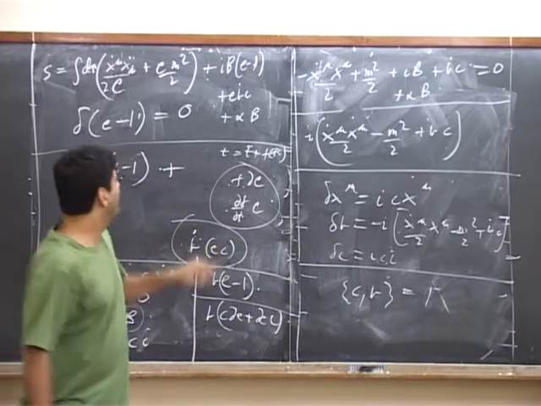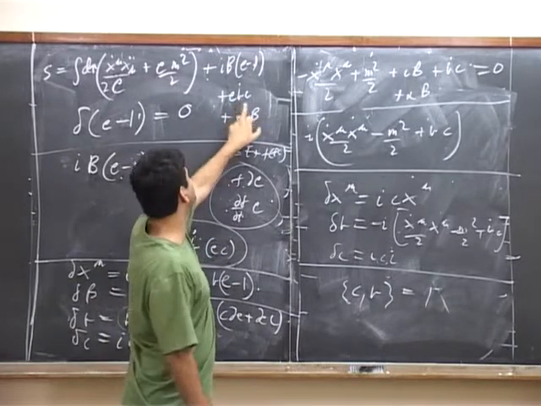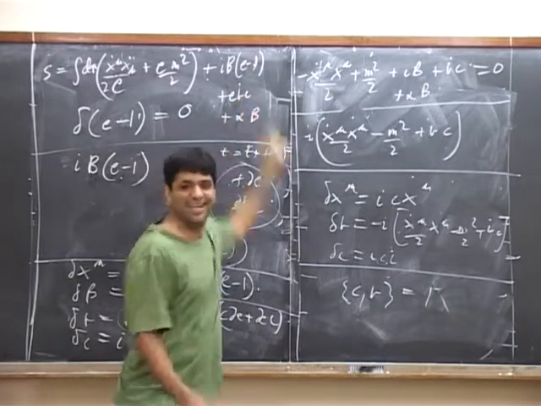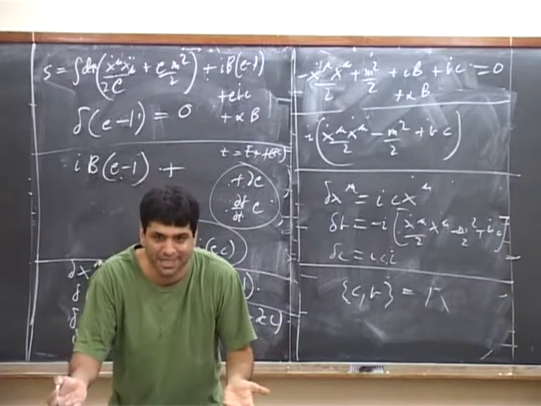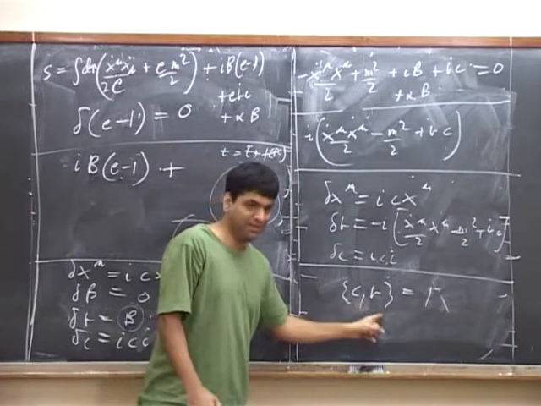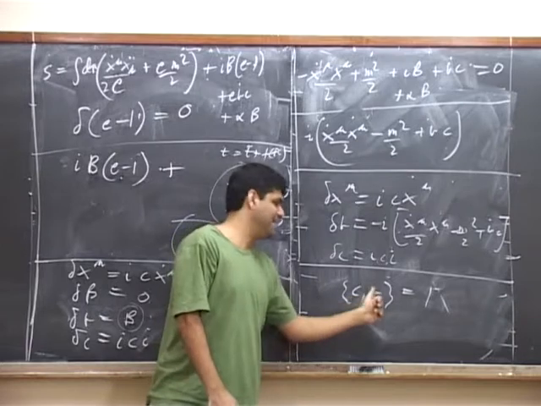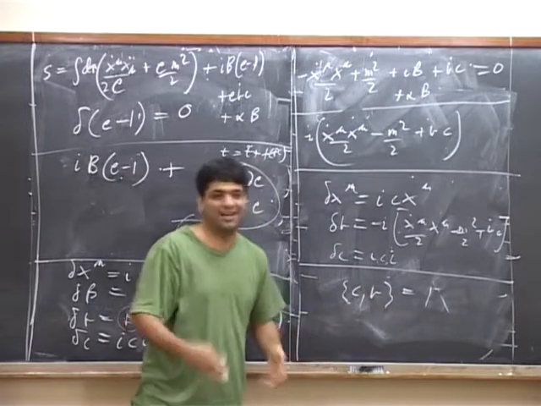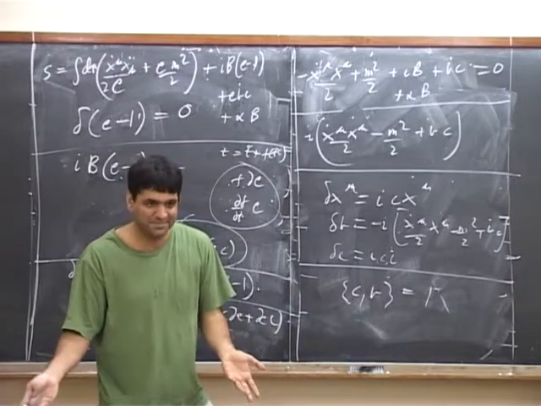How do we see that? Well, the canonical momentum conjugate to B is C. So all I've written here is momentum conjugate to C, anti-commutator C is equal to 1.